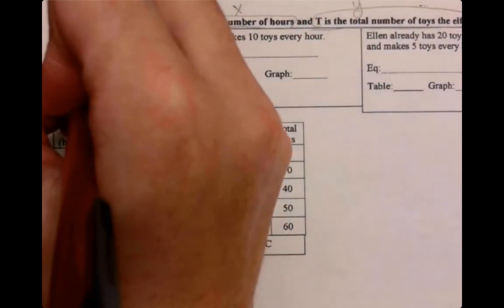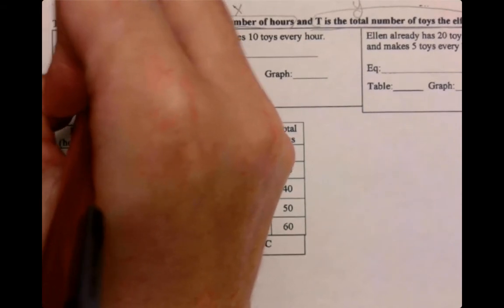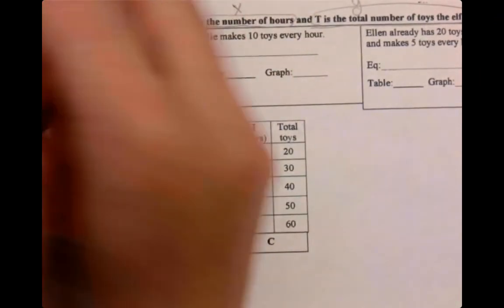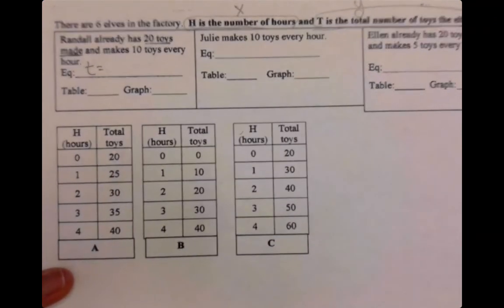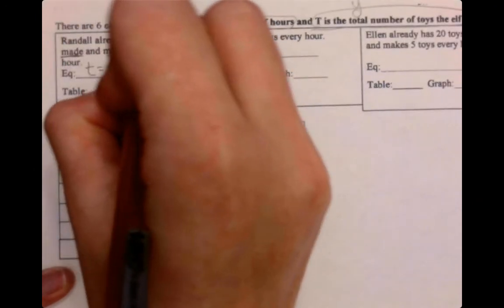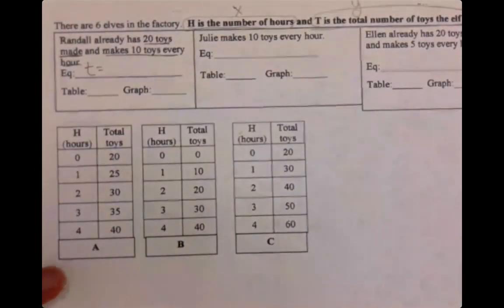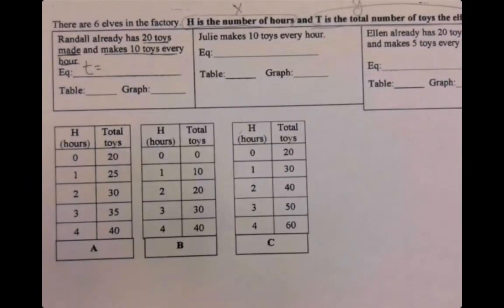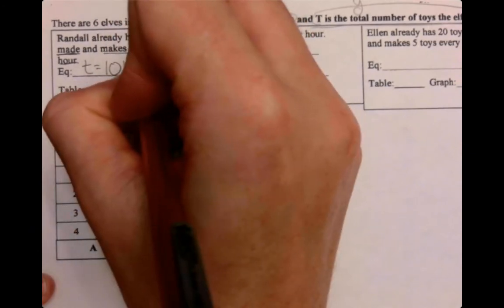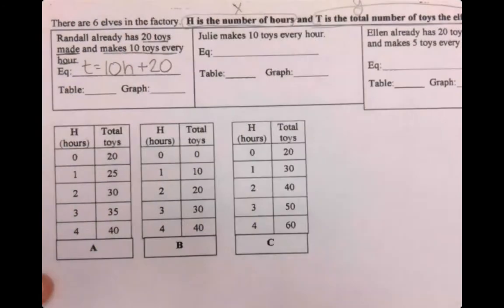All right. So we have T equals, it says Randall already has 20 toys made. So those are completely done, right? Think about when we were doing our tables. We were building a certain amount per hour. When I had that last class come in, a certain amount were already made. And then he makes 10 toys every hour. So if we're talking about what number is going to go next to X, is it that 20 or is it that 10? It's that 10, right? It's every hour he's making 10 toys. So 10H, and then that's going to be plus 20.